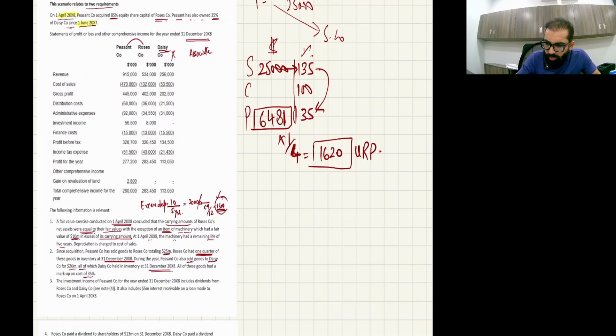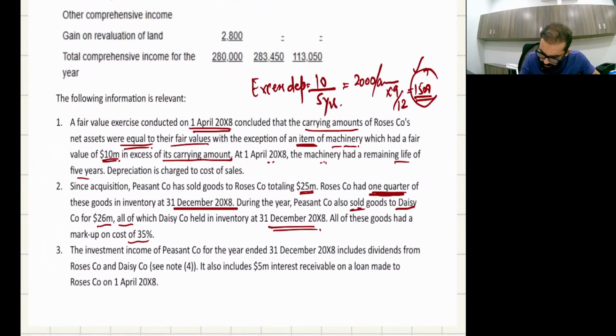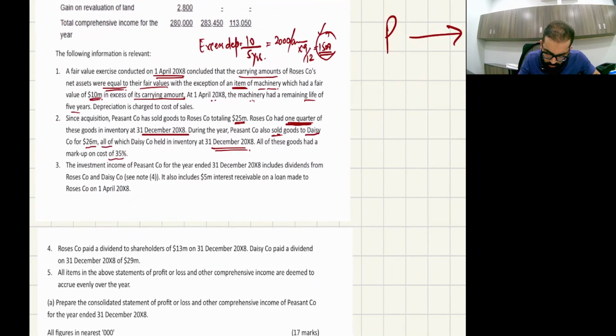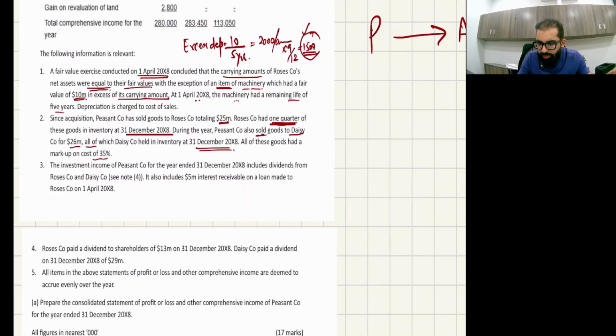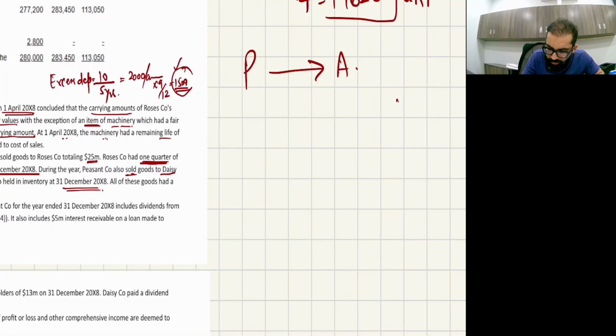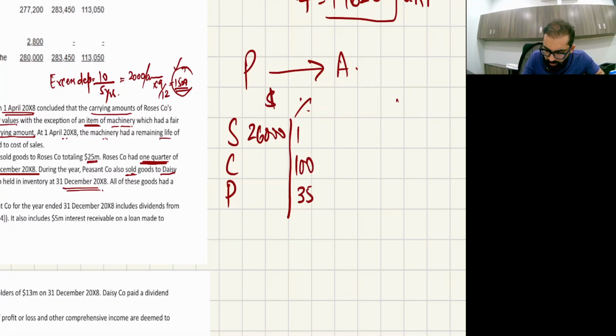Now what about P2A? In P2A sale, parent company sold goods for 26 million, it's 26,000 now. So if I write like this, S, C and P, sales is 26,000, draw the line, percentage and dollars. In markup, cost is always 100, this is 35 and this is 135. So the profit is 6741, and all of these goods are unsold, so this is complete URP now.